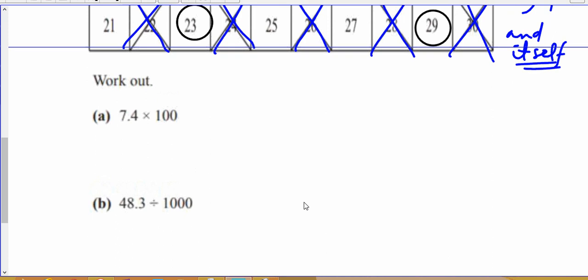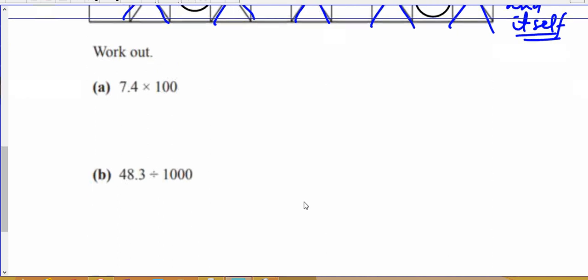Another one is here. This question says, work out 7.4 times 100. Oh, 7.4 times 100. Okay, without using a calculator, when you multiply by hundreds, what we do, we move a decimal point two steps on the right hand side. Two steps on the right hand side.